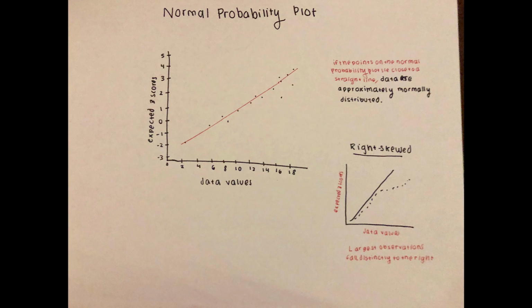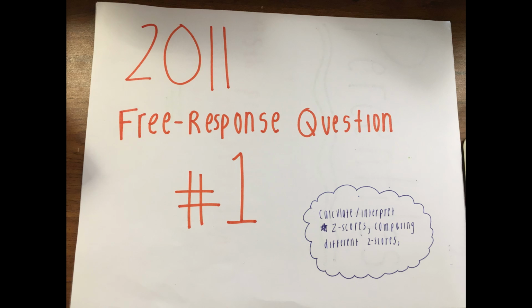Now looking at the normal probability plot, some software plots the data values on the horizontal axis and the z-scores on the vertical axis, which is preferred. That's what I have here. If the points on a normal probability plot lie close to a straight line, then the data are approximately normally distributed. You want to look for systematic deviations from a straight line, which would indicate a non-normal distribution. For more practice with calculating and interpreting z-scores, go to the 2011 free response question number 1.